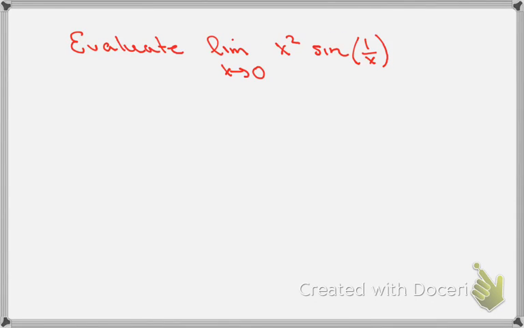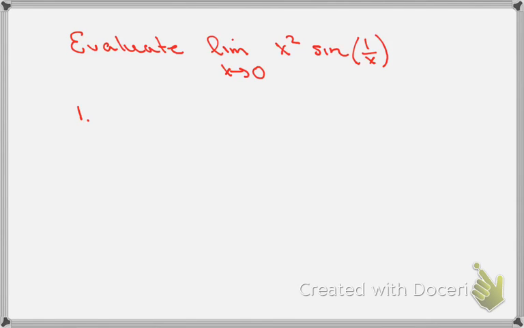I wanted to do a quick example in which you had to use the sandwich theorem again. So in this problem, we want to evaluate the limit as x goes to 0 of x squared sine 1 over x. So to use the sandwich theorem, we have to show that two conditions are satisfied.